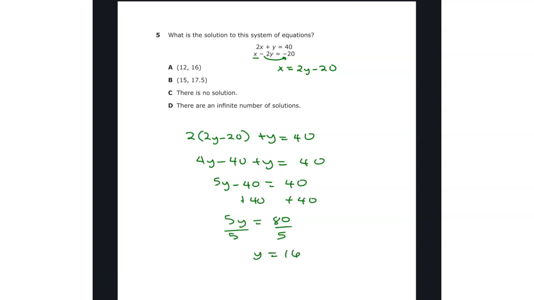So what I'm going to do now is I'm going to look at the answer choices and see which one has y equal to 16, and A is the best answer. That's the only one that has that value. So we don't need to spend time to go find x.